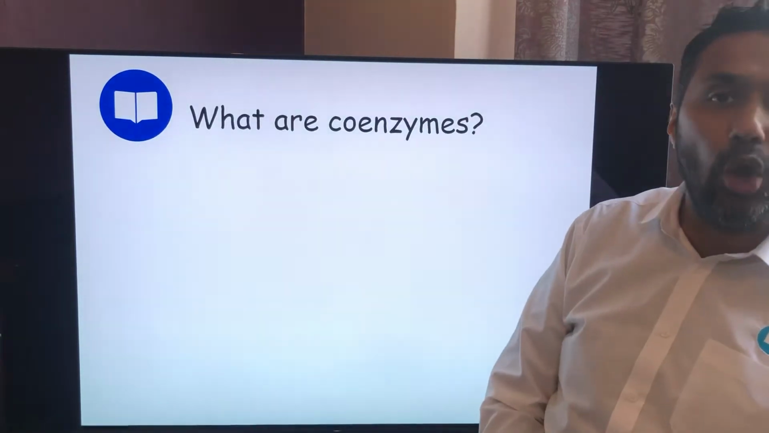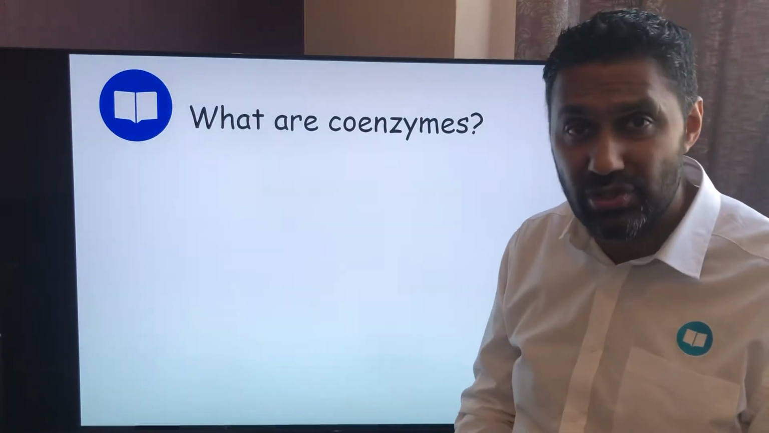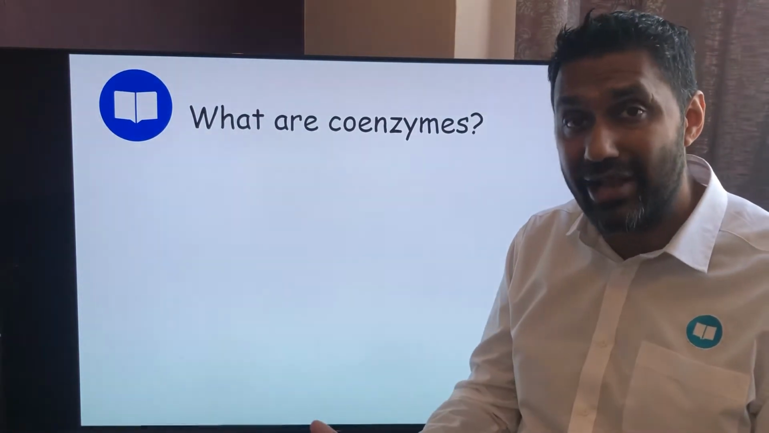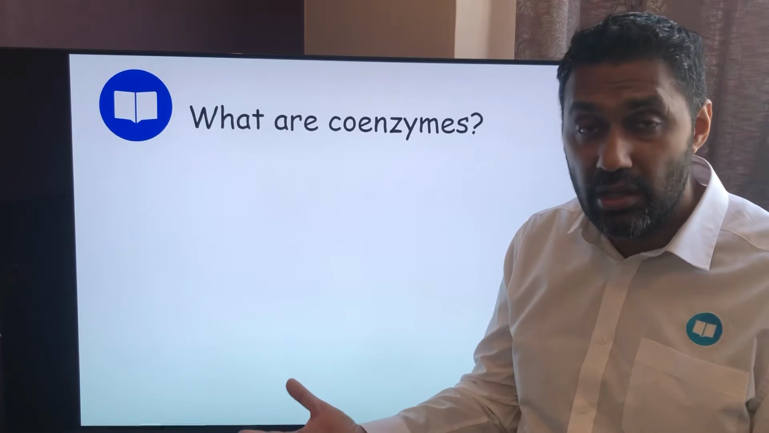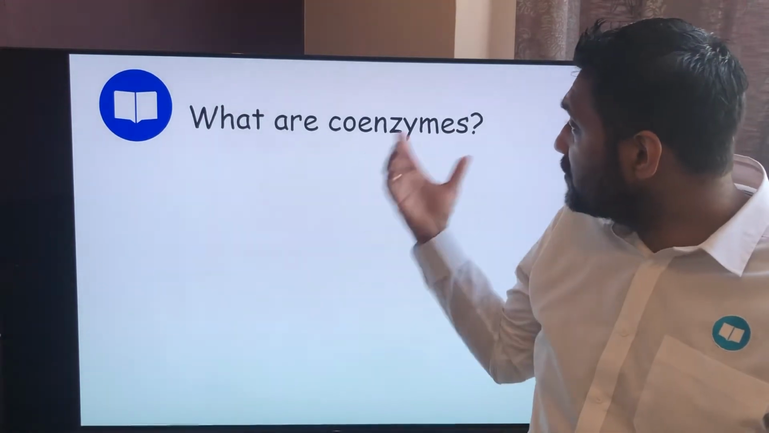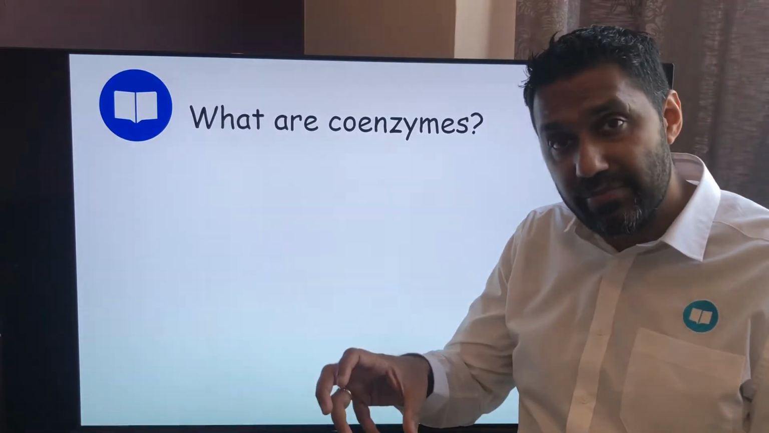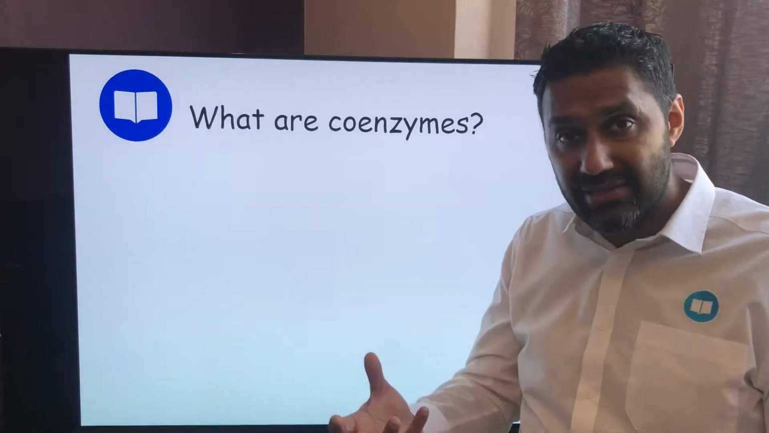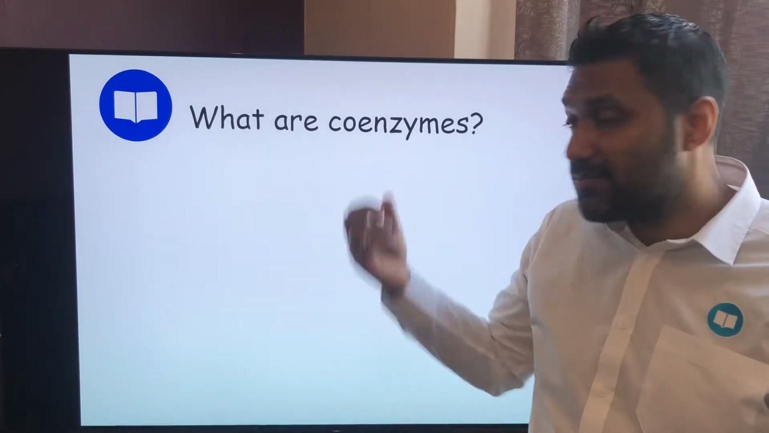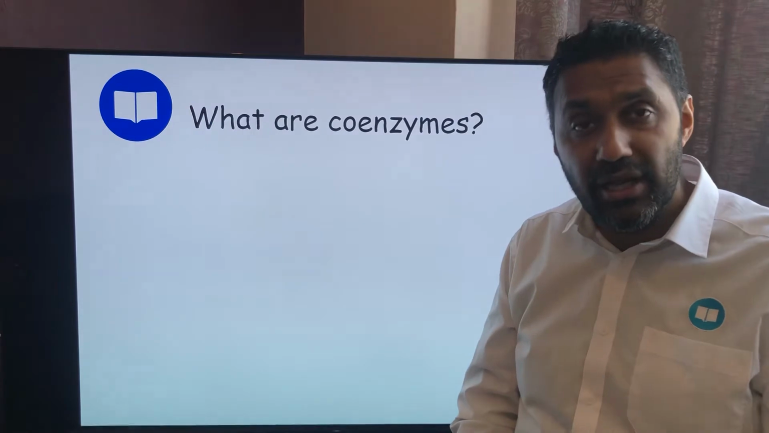What are coenzymes? Well, you've come across enzymes before. Enzymes are proteins that bring about chemical reactions in biological systems, biological living things. Now, for some enzymes to function, they need chemicals to bind to them before they become activated. So that's what these molecules are called. They're called coenzymes. They allow enzymes to function.